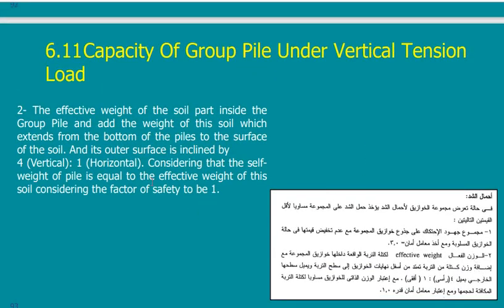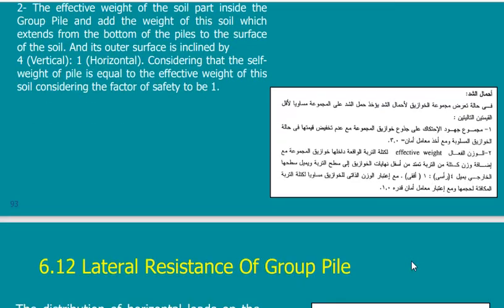This is exactly what is written here. This is 4:1, which is we said that we have to calculate two cases. The first case is the summation of the tensile force of each one, and the next one is the wedge, the own weight of the wedge.